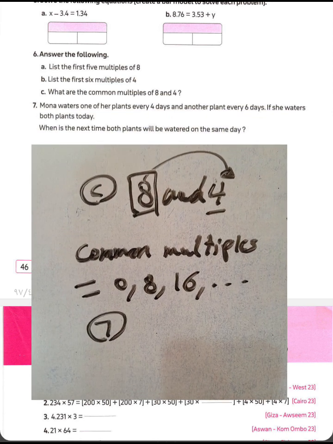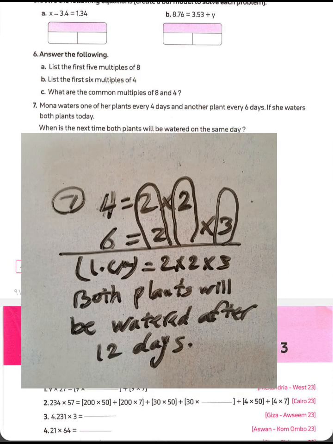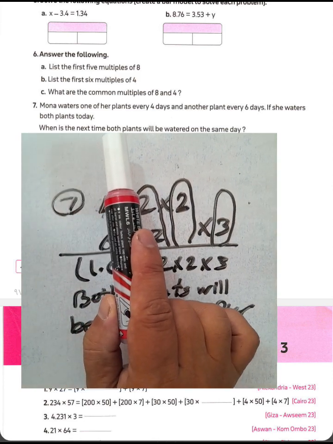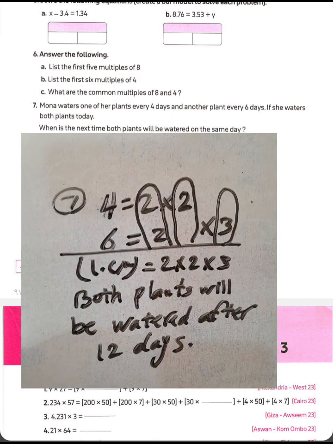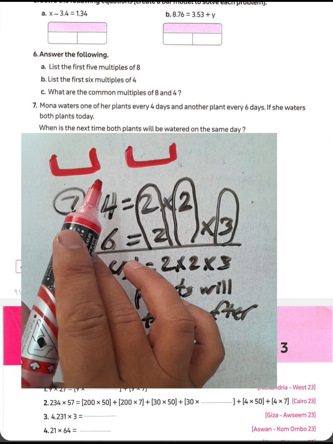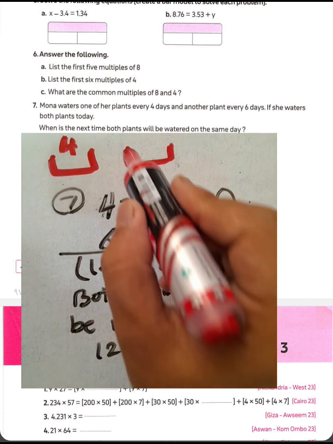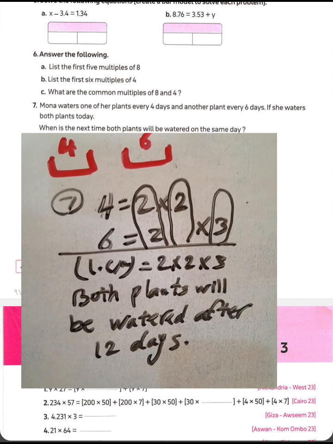Question number 7. Mona waters one. Look at the steps about this example. Mona waters one of her plants every 4 days and another plant every 6 days. We have first and second. She waters one plant every 4 days and another plant every 6 days. If she waters both plants today, when is the next time both plants will be watered on the same day?